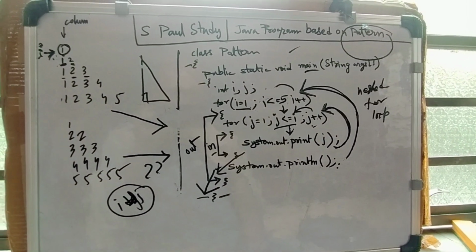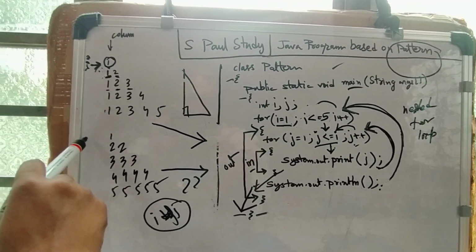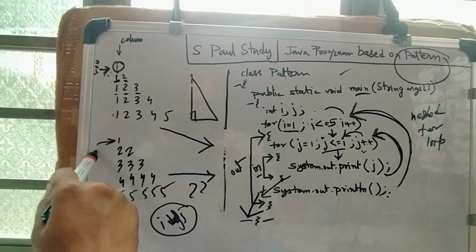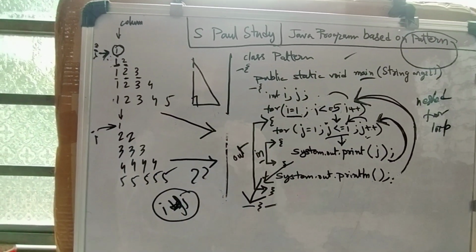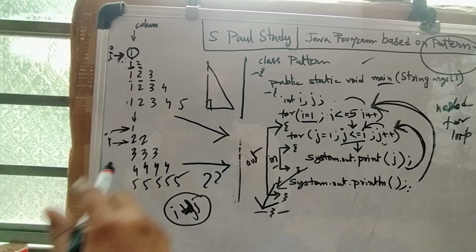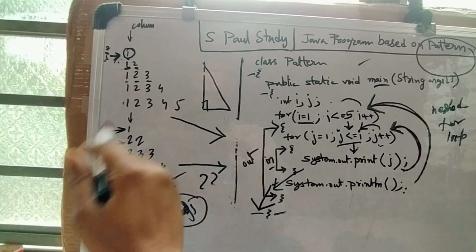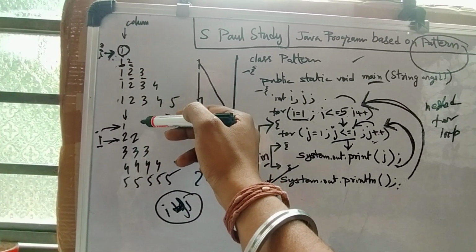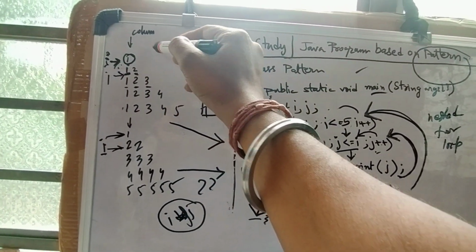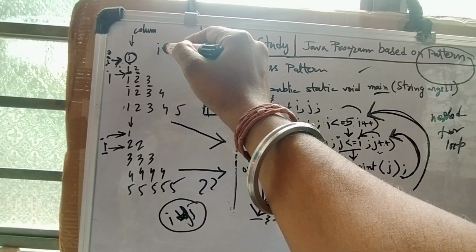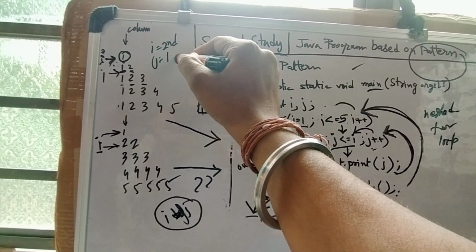First of all, you see that in this line of i, the value of j is 1. In this line, i is 2, j is also 2, meaning if i is 2, j is also 2. Here we see for i, j is 1 and 2.